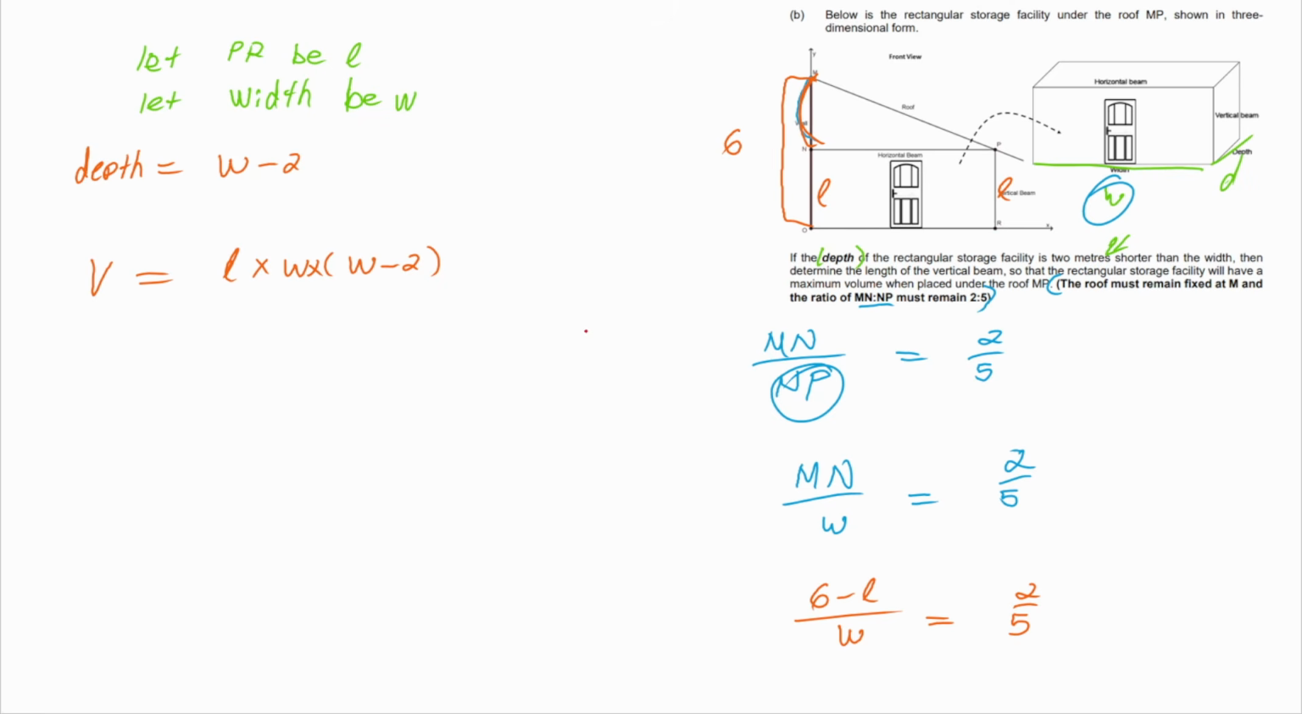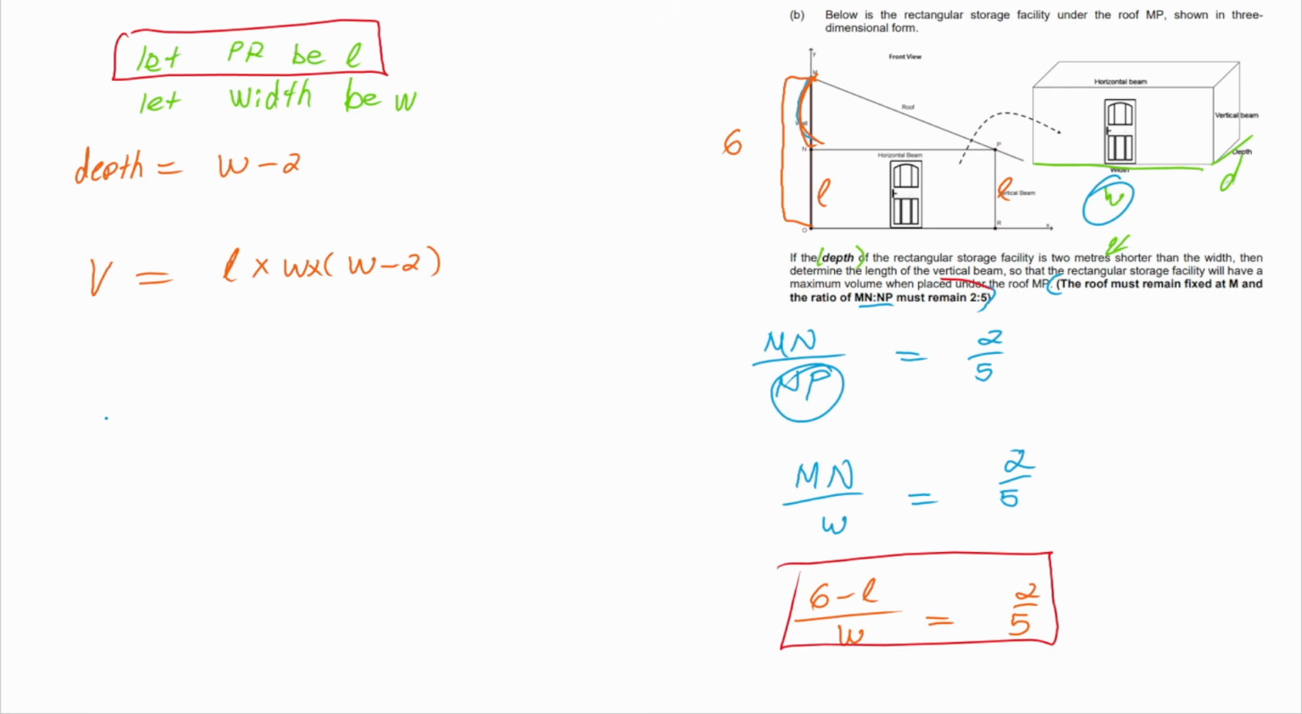So let's see, what are we trying to solve for again? They're trying to solve for the vertical beam. So we're trying to solve for PR, or L. So let us make W the subject of the formula. Okay, so I'm going to work with this on the next page.